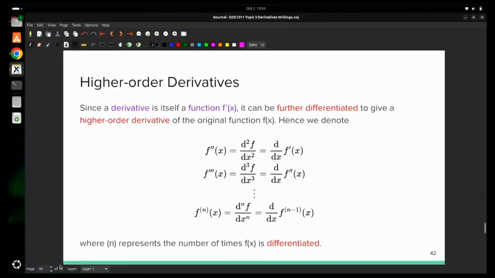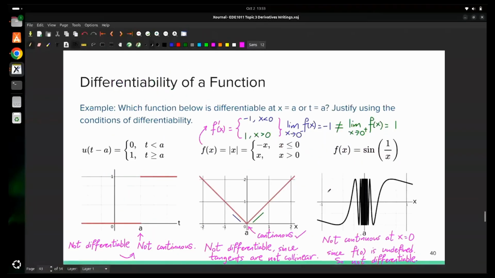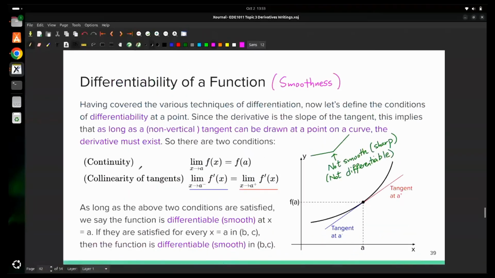Why is it that there's no constraint on A? Because for the function to be smooth, you only need to satisfy the continuity condition and the collinearity condition. No other condition. From the graph, we can tell: once you have the connection of the curves before and after, and you also have them being smooth at that point, then that's differentiable already. No other extra conditions to satisfy.